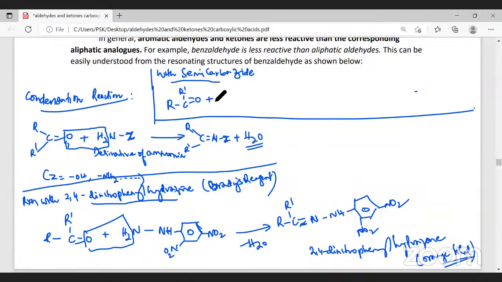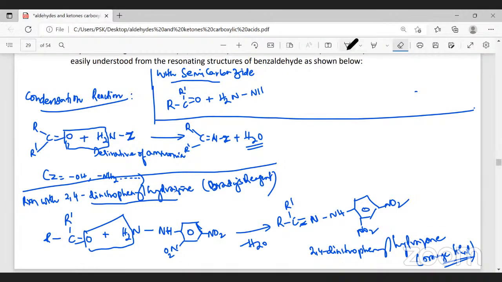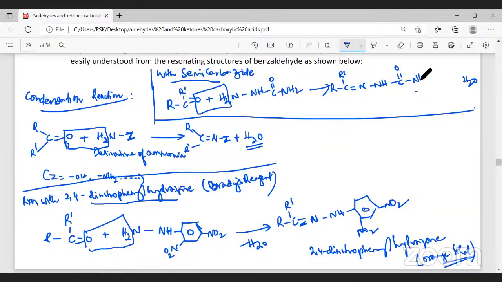Now, what is semicarbazide? We know hydrazine is NH2, NH2. If one of the hydrogens is replaced by C double bond O NH2, this is called an amide group. One of the hydrogens is replaced by C double bond O NH2. So what happens? This H2 and O get eliminated as water. So what else do we have? We have R, C, R dash, double bond N, single bond NH, single bond C, double bond O, and NH2.